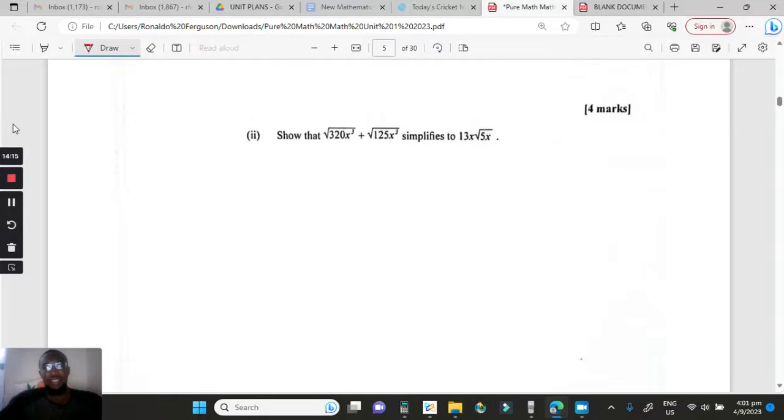This part, again, this question is also taken straight from the Macmillan textbook. Please make sure you practice from the Macmillan textbook. So for this question right here, they ask us to show that it simplifies to this. This is laws of indices really. So we have the square root of 320 x cubed plus the square root of 125 x cubed.